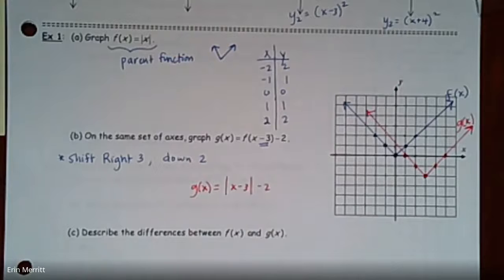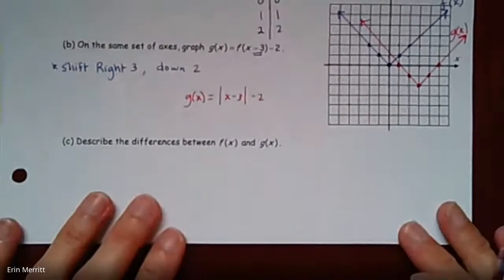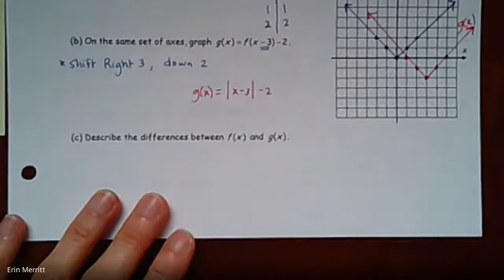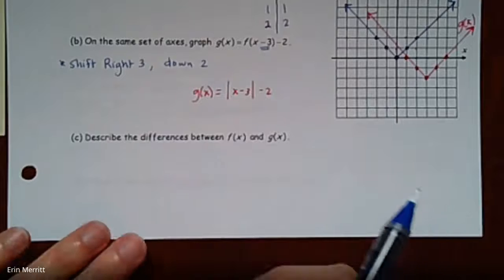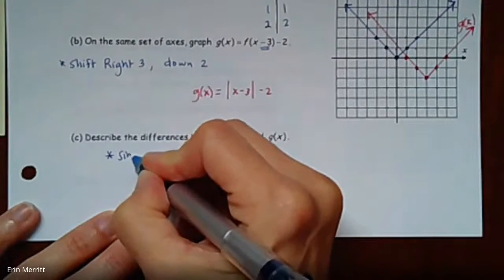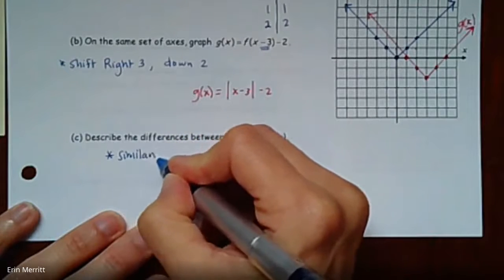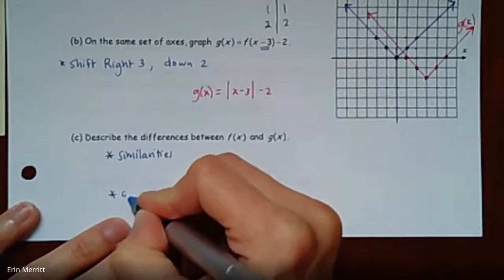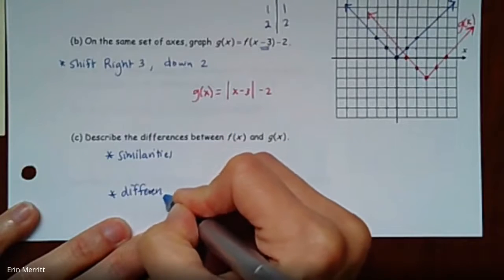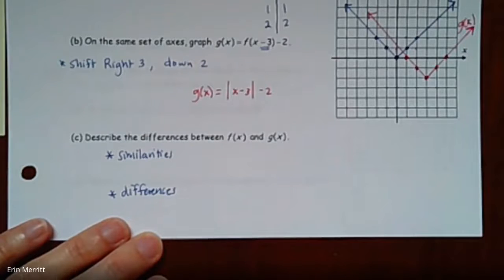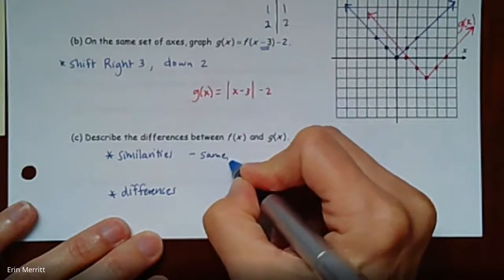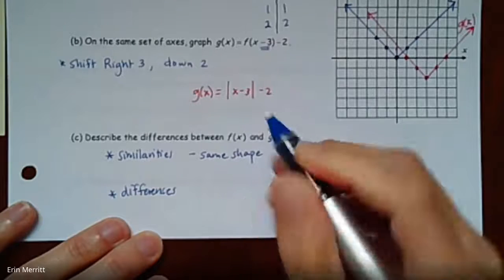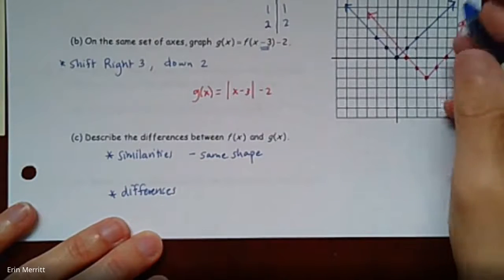All right. When it says describe the differences, well, there's a lot of things you could say. I mean, it's literally in a different location. But I actually want to talk about the similarities and the differences. So I want to talk about what are the similarities, and then what are the differences. So let's start with the same stuff. Right? Hopefully you're seeing it still has the same shape. So you might even notice the slope of the lines there being the same.